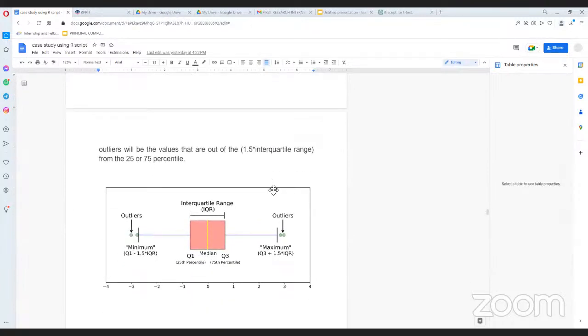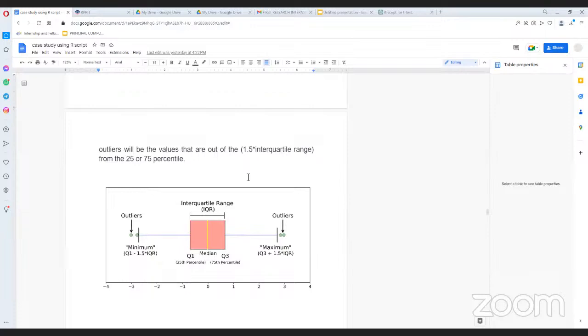The outliers will be the values that are out of the 25th to 75th percentile. It is the diagram which is showing the numerical data. This is the interquartile range. This is the first quartile, and this one is the third quartile. This one is the second quartile, or median. So this is the interquartile range, and this interquartile range into 1.5.